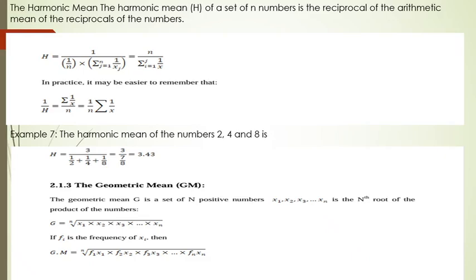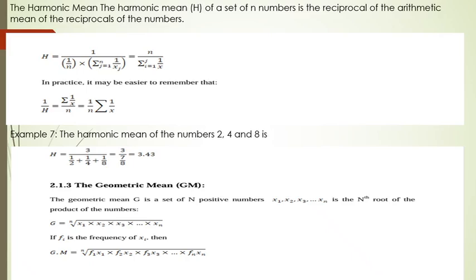Harmonic mean is most useful. When do we use harmonic mean? Harmonic mean is most useful when averaging rates or ratios, e.g. the speed, the price per unit. Example, let's solve an example.